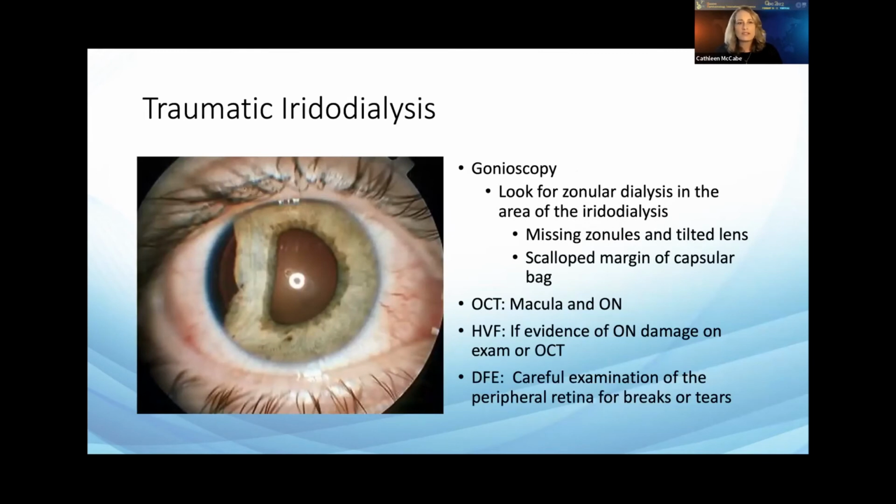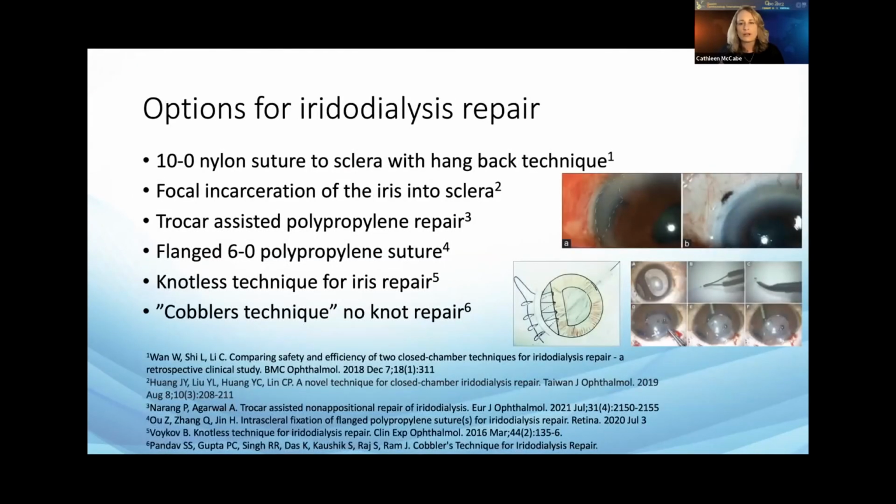But when you have these iridodialyses, you want to be very suspicious of also having zonular issues in the same quadrant or the same region. So look carefully. Usually you can see the margin of the capsule, and it may be scalloped, or you may see that there's shrinkage of the cataract on that side, a more linear contour, indicating that there isn't good zonular support. So it's really important to do a complete exam, especially a retinal exam, concentrating on that area as well.